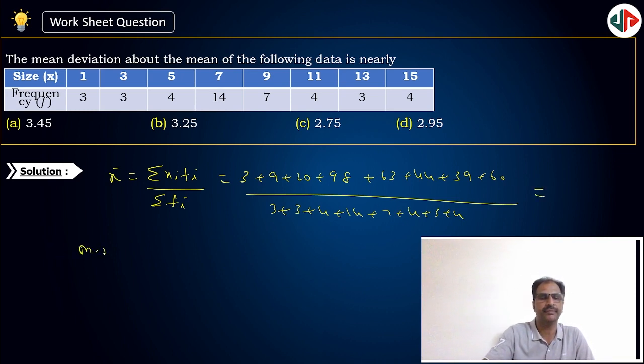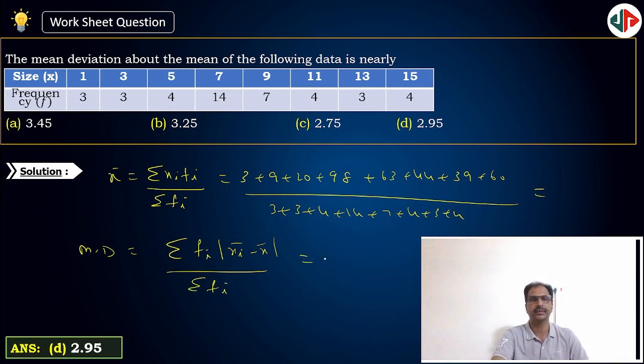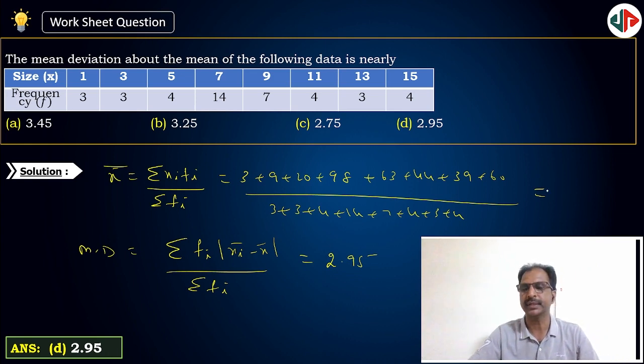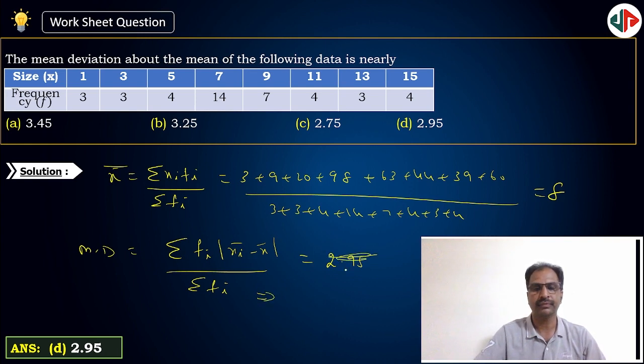The formula for mean deviation about mean is sigma fi into mod of xi minus x bar by sigma fi. By applying this formula, you can get the mean deviation about mean as 2.9. Find the mean here and substitute that mean in this formula. You'll get the mean as 8, and after simplifying this, you will get 124 by 42, which is 2.9.